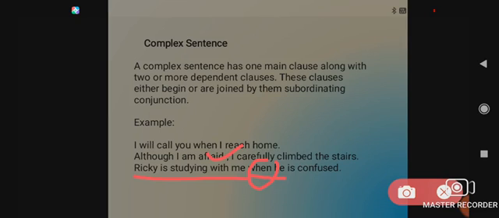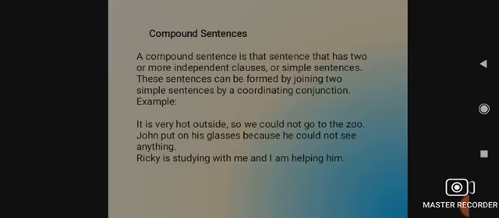So complex sentences contain a simple sentence, that is your independent clause, combined with a group of words that cannot stand alone as an independent sentence. So the group of words are combined, or joined, by a subordinating conjunction. Okay, moving on to our next type.